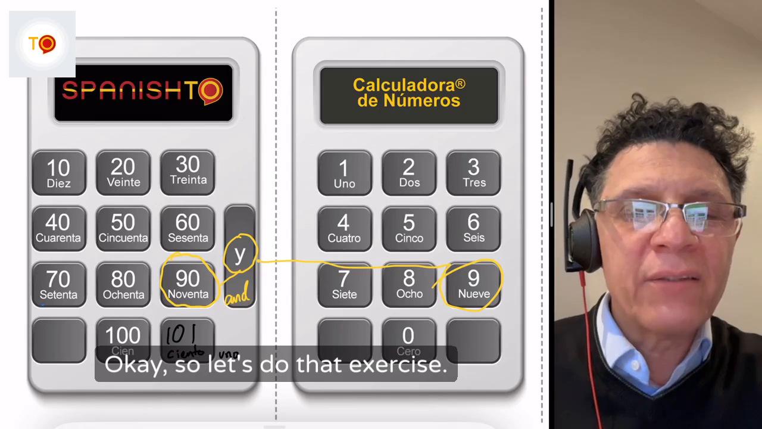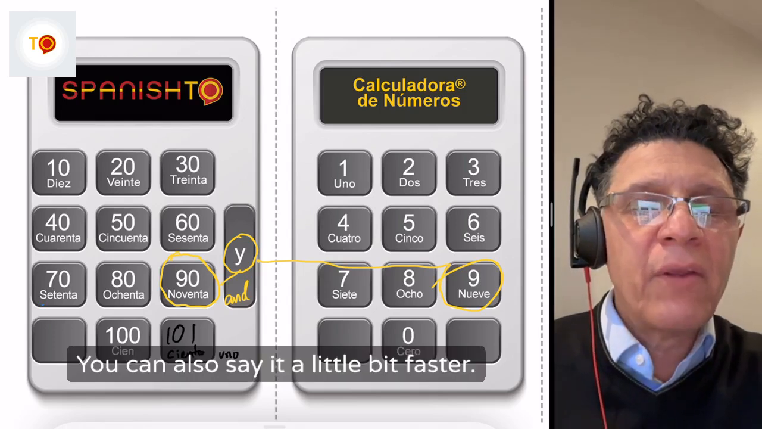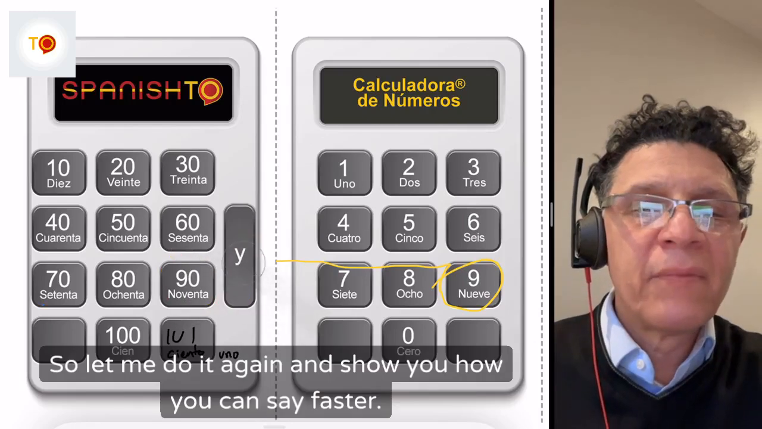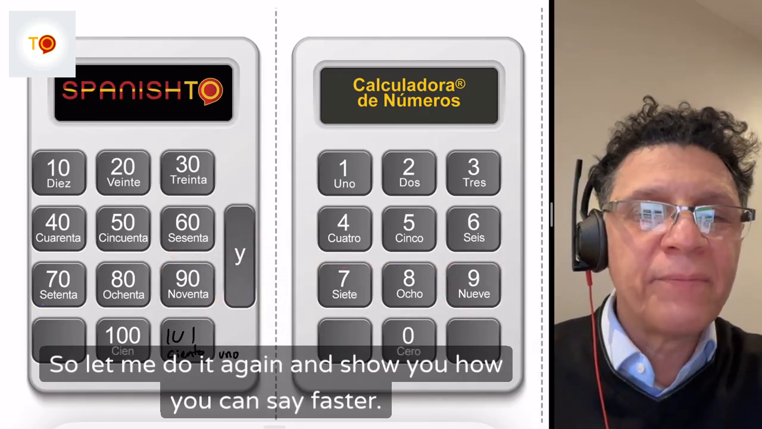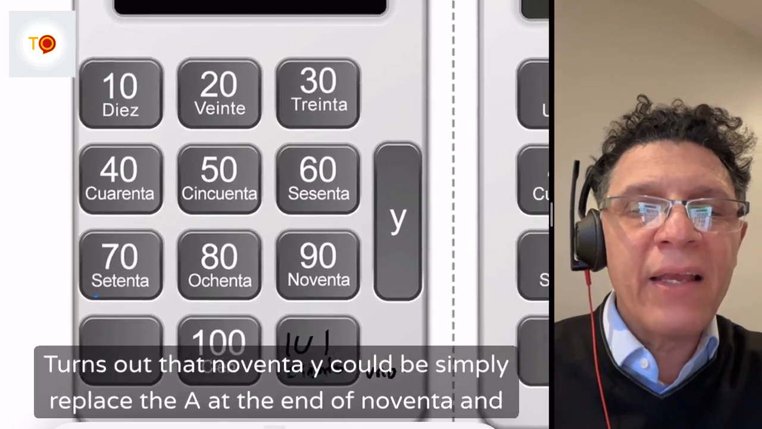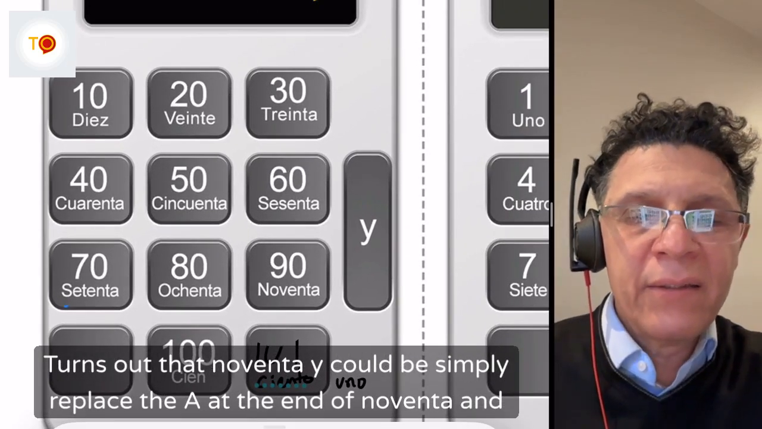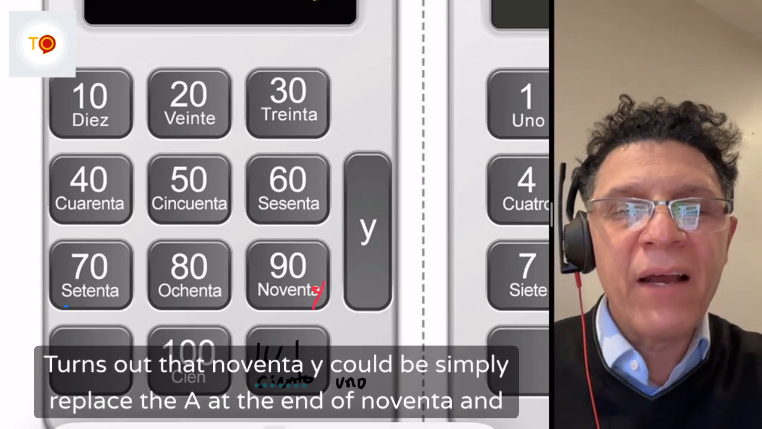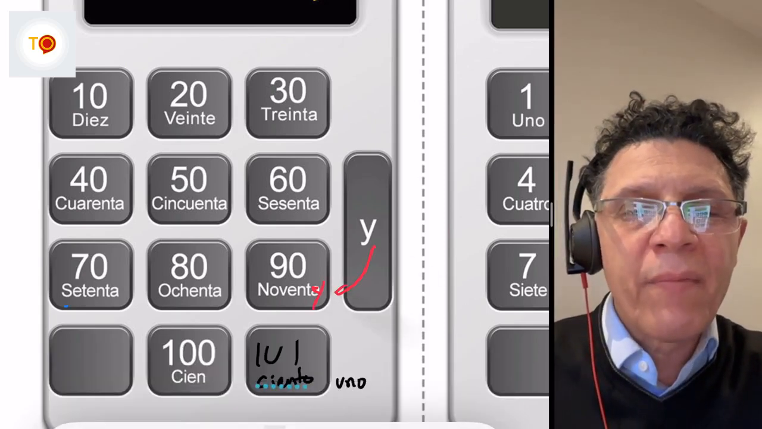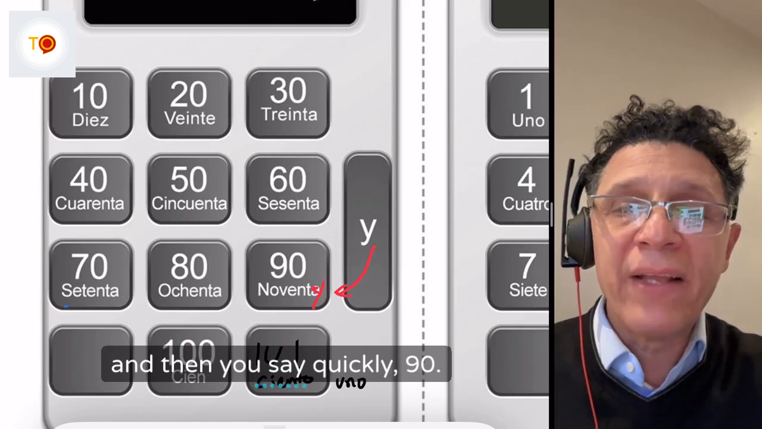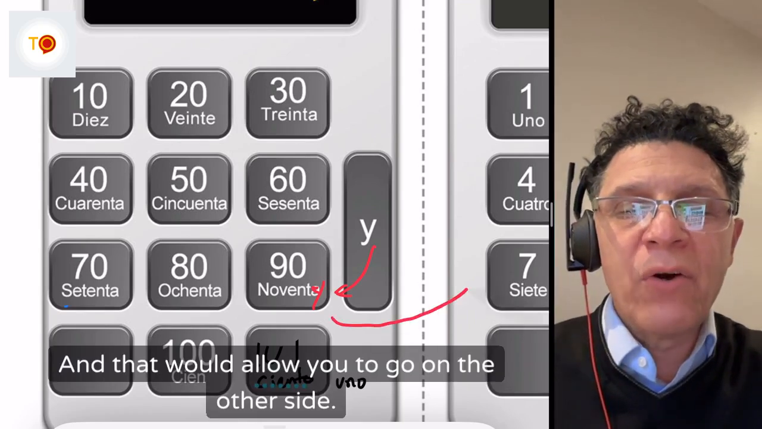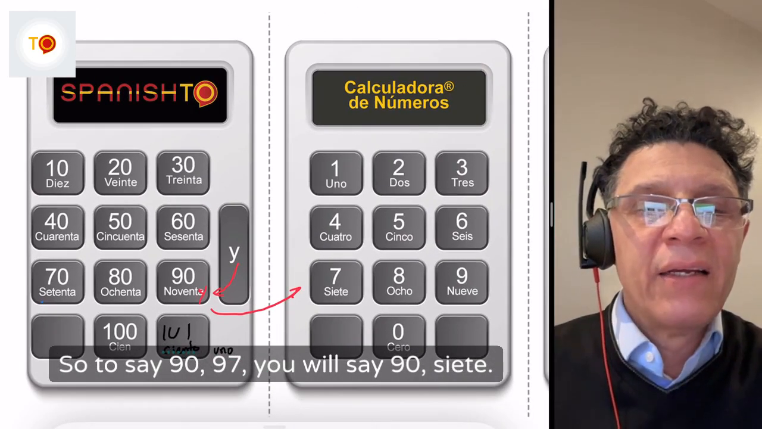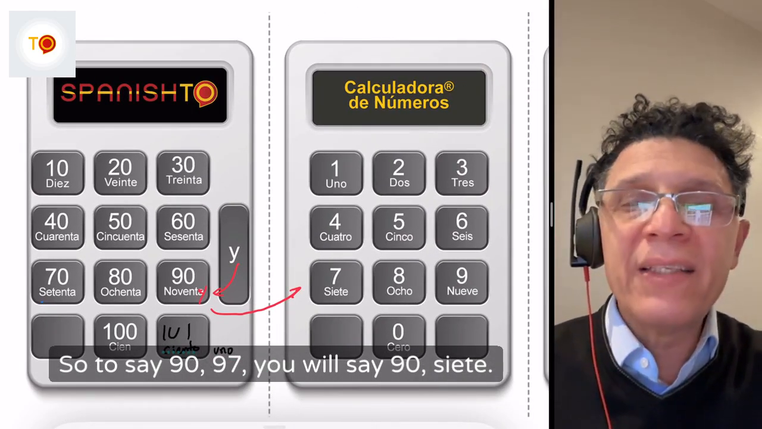Okay, so let's do that exercise. You can also say it a little bit faster. So let me do it again and show you how you can say it faster. Turns out that 90 could be simply replace the A at the end of 90 and put the Y there. And then you say quickly, 90. And that would allow you to go on the other side. So to say 97, you would say 97.